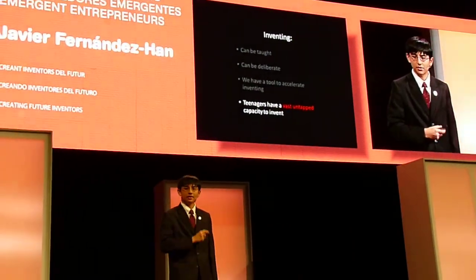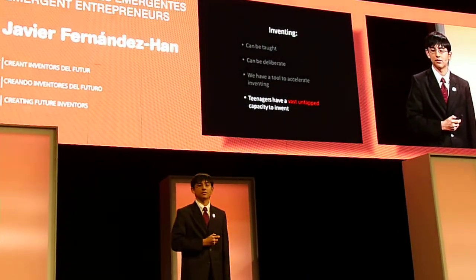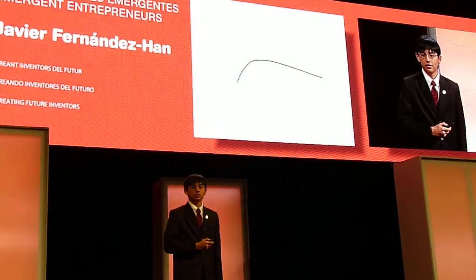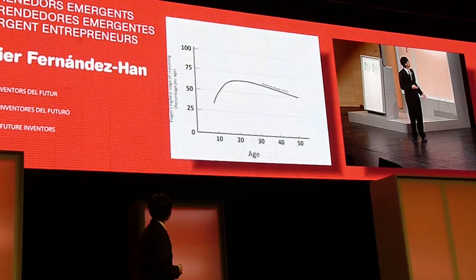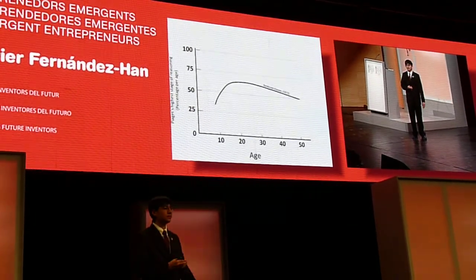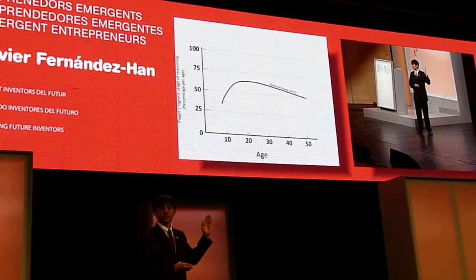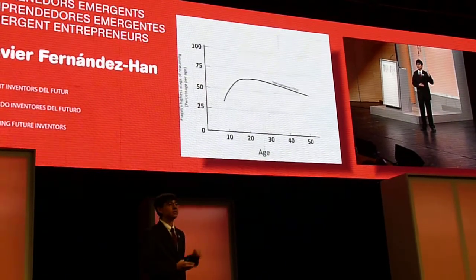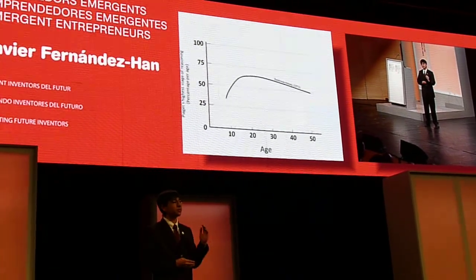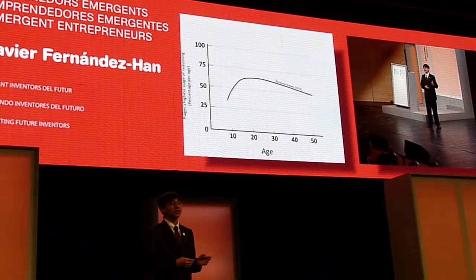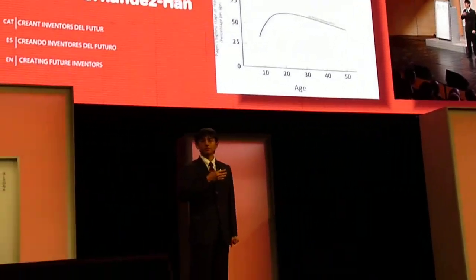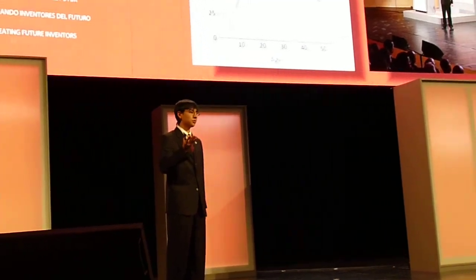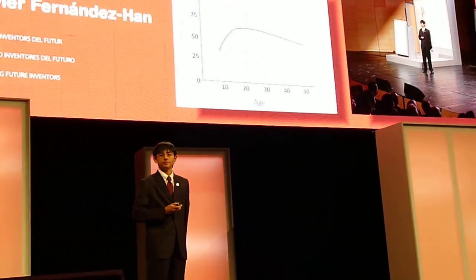So now we'll talk a bit about how teenagers have a vast untapped capacity to invent. Here's the graph, and it shows Piaget's highest stage of reasoning. So this basically means that within this age range, between 10 and 20, the teenagers are able to reason. They're able to reach a very high level of reasoning. And so kids are very intelligent. Of course, that doesn't mean that they're responsible or very knowledgeable, but they can reason well.